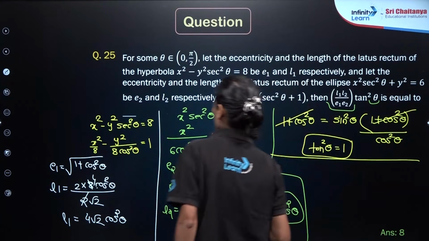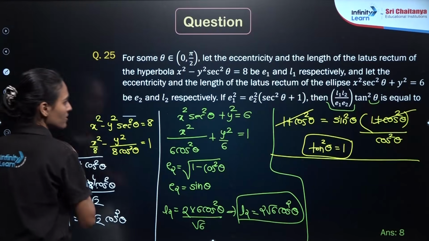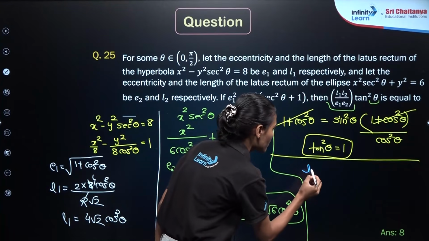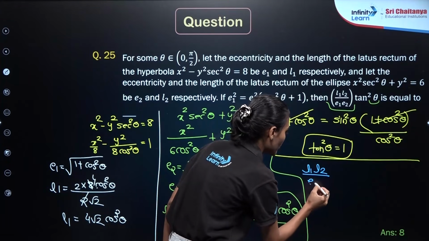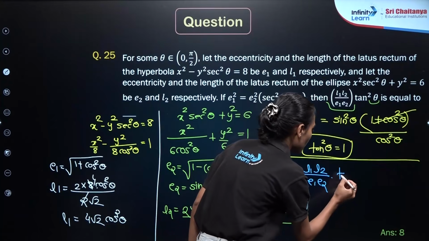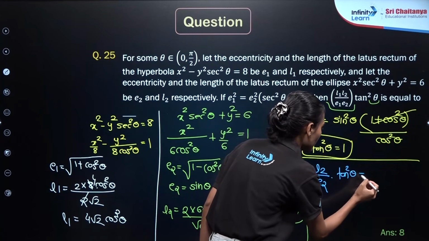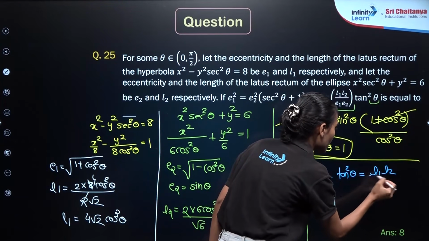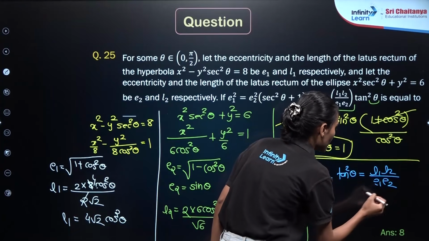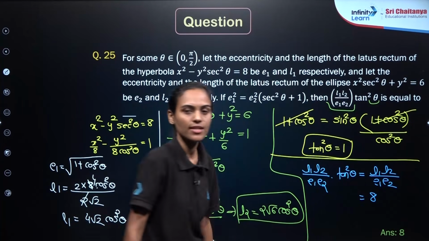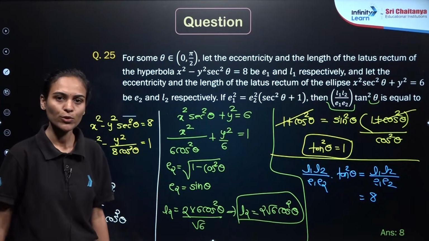So now if you find L1 L2 upon E1 E2 into tan square theta, tan square theta is clearly 1, right? So this is nothing but L1 L2 upon E1 E2. If you substitute, you will get the answer as 8. So in this way you can approach this question.